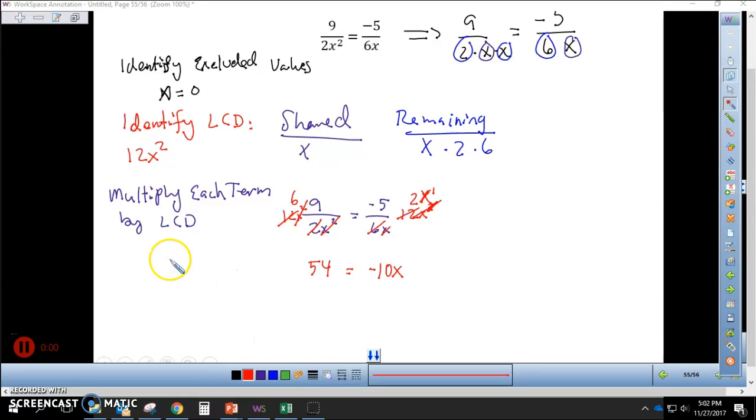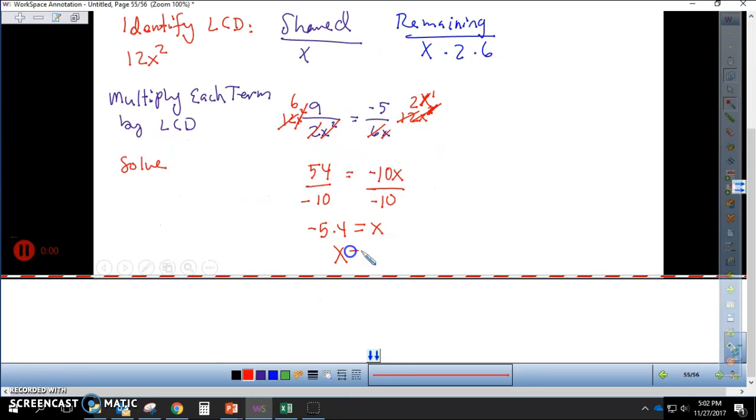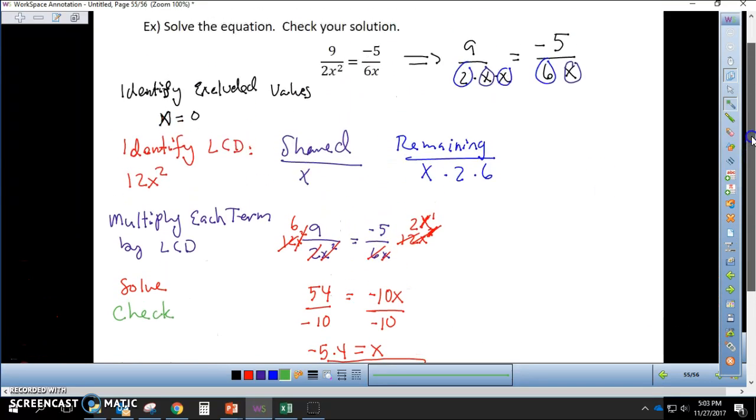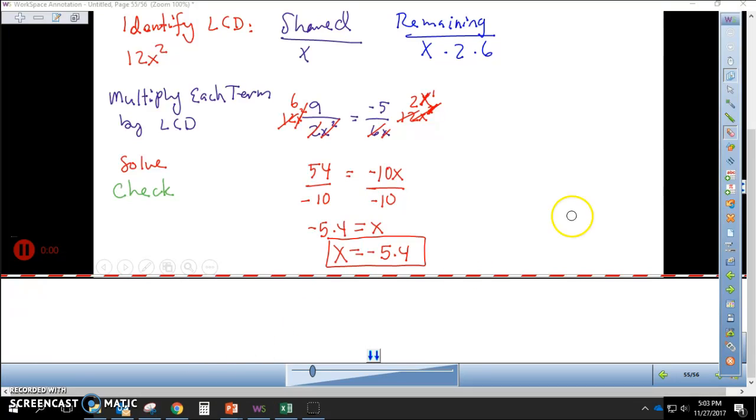We have to solve. So I'm going to divide this side by negative 10, divide this side by negative 10, and we get negative 5.4 is equal to x, which gives us x is equal to negative 5.4. What we also have to do is check our solution. Is this an excluded value? In our excluded values up here, we had 0. So the answer is no. That's our final solution here.